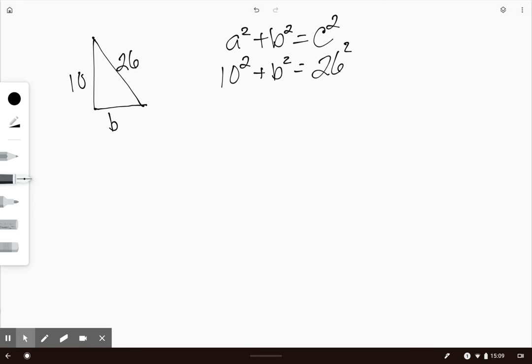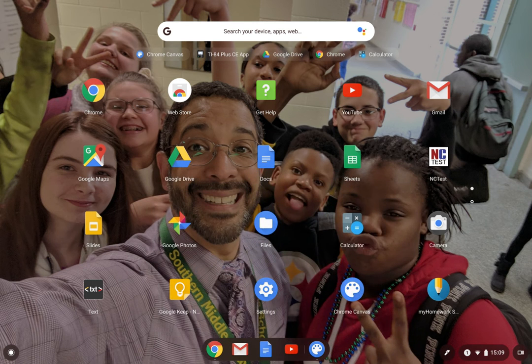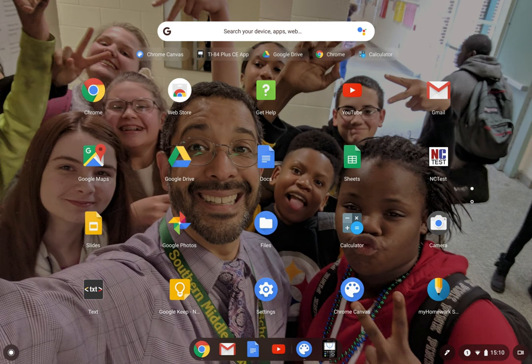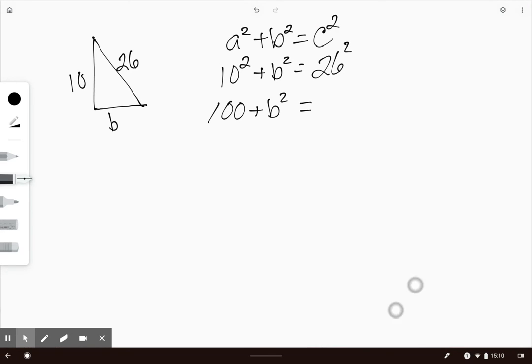So now same thing as I square them. So 10 times 10 is 100. 10 squared means 10 times 10, not 10 times 2. So 10 squared plus B squared equals, now I don't know 26 squared, so I'm going to come over here to my calculator and do 26 and just hit the X squared key. And that gives me 676. So then I'll come right over here, back to where I was.